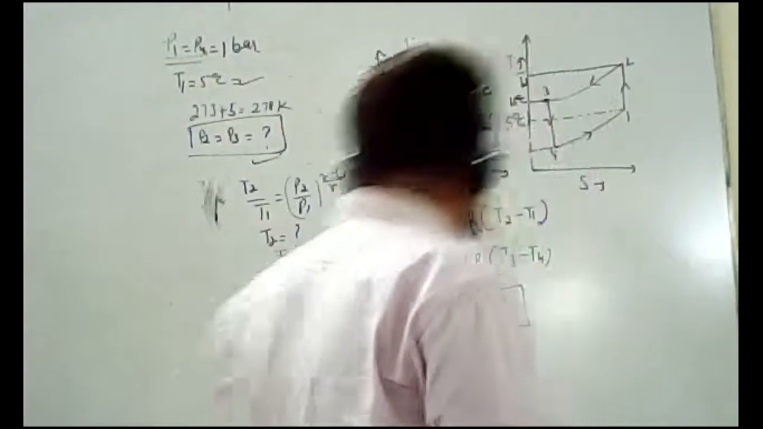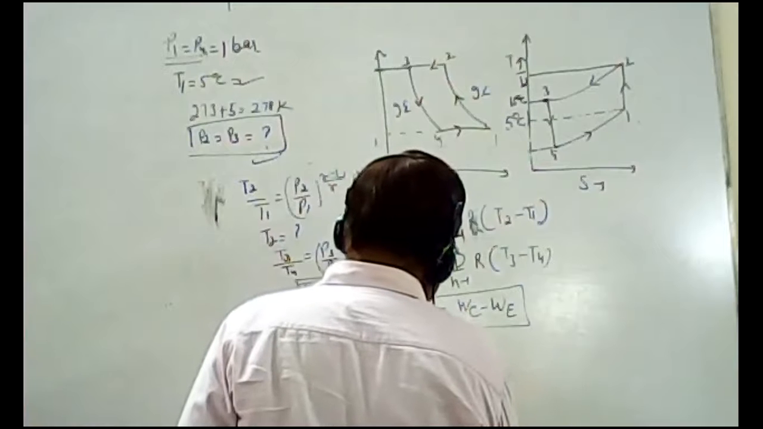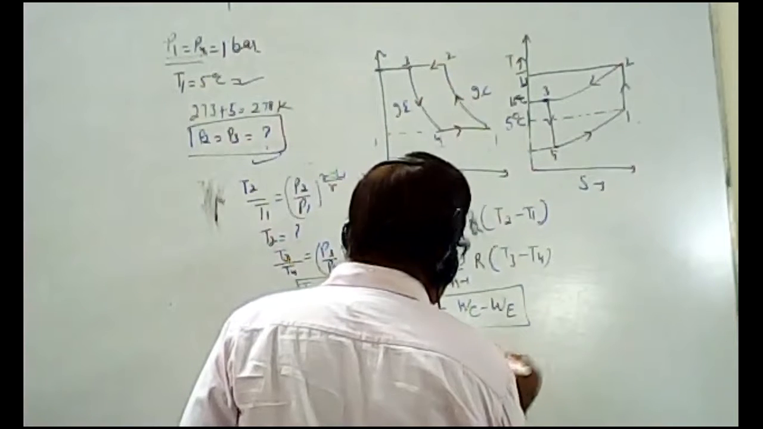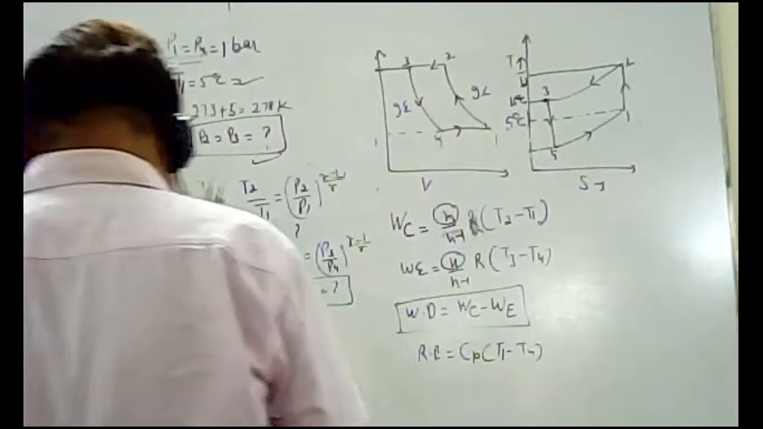Now what is the refrigeration effect? The refrigeration effect will be equal to Cp into T1 minus T4. That is the refrigeration effect.